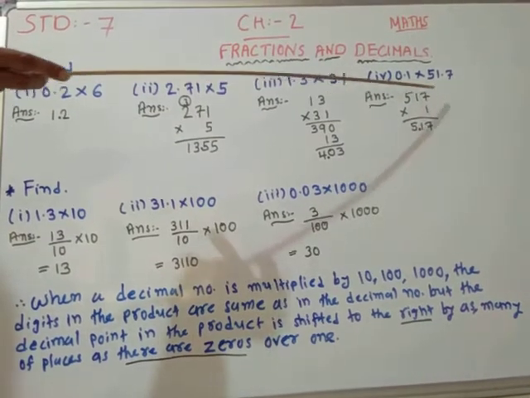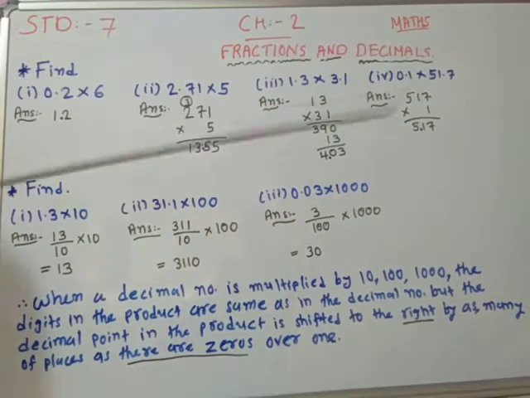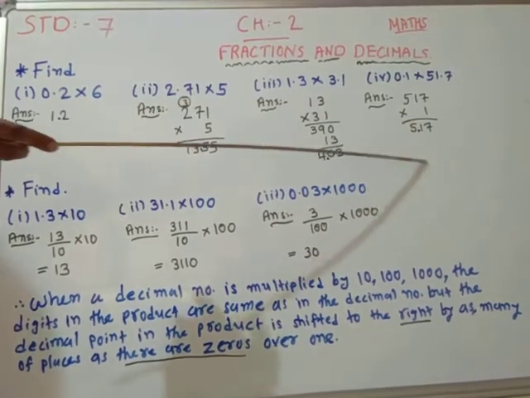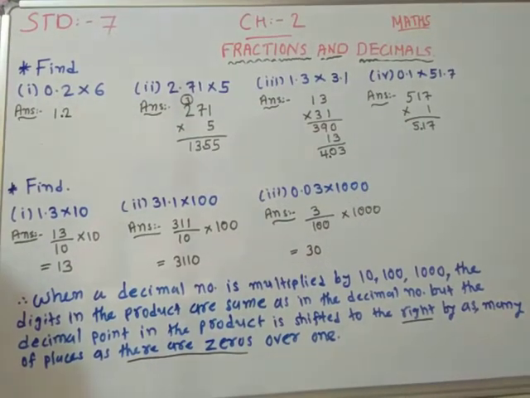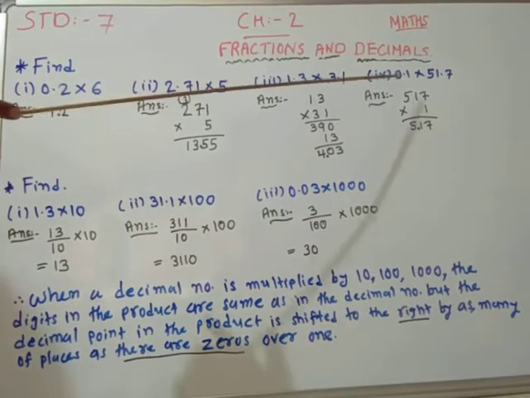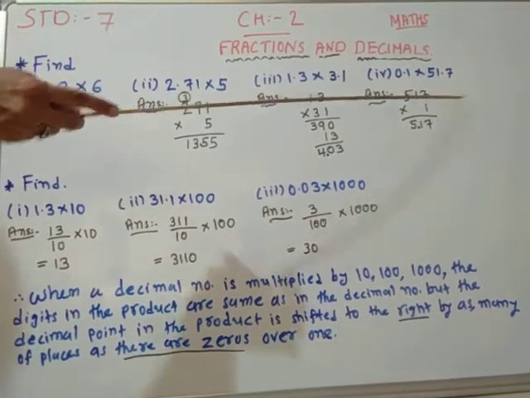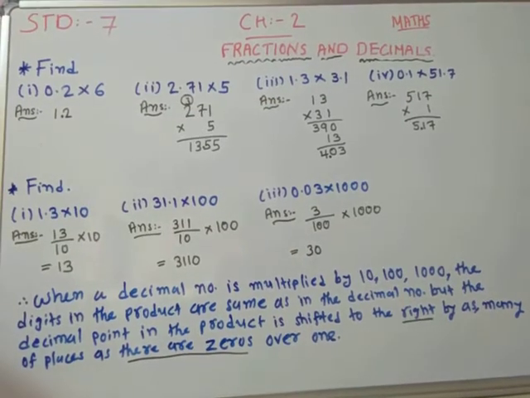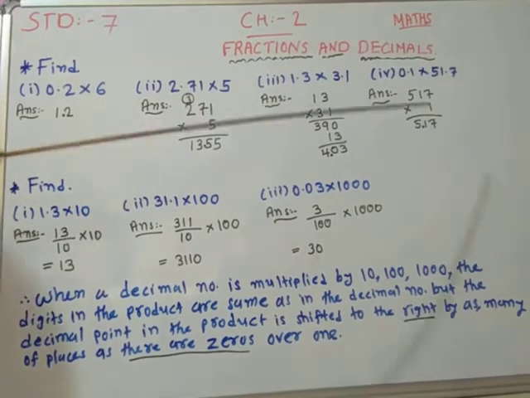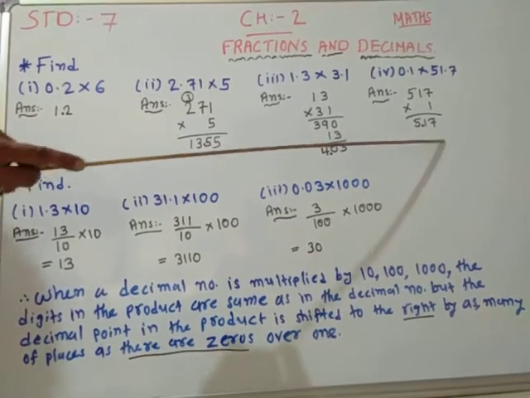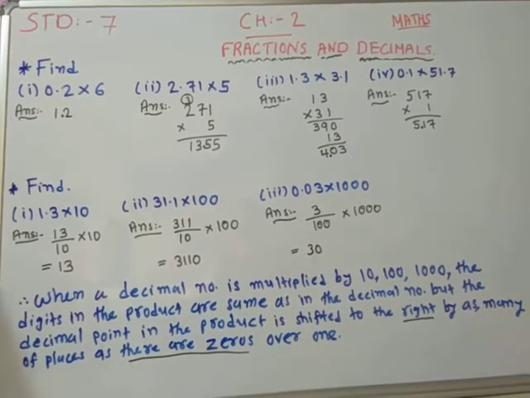0.1 multiply 51.7. First do the simple multiplication. 517 multiply 1, it's 517. Now where you have to put the point, first check the number. After the point there is 1 digit. Here after the point there is 1 digit. So 1 plus 1, it's 2. So from the right hand side you have to count the two numbers, 1, 2, and put the point there. So it's 5.17. Now let's take another example.